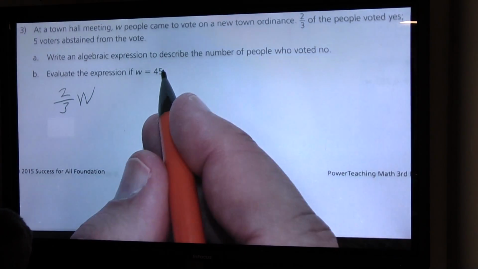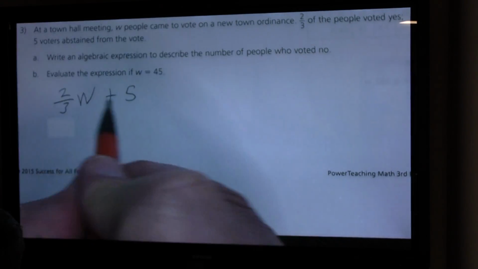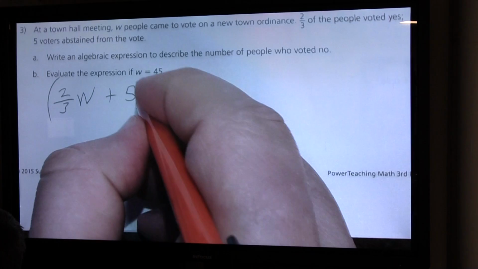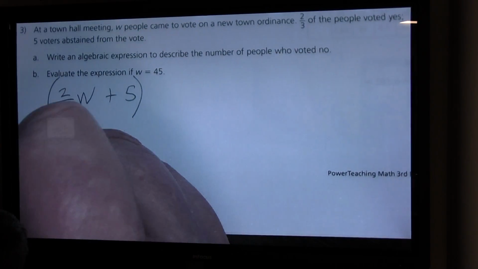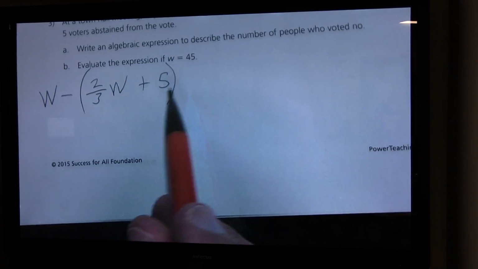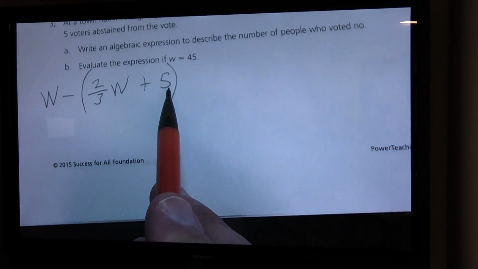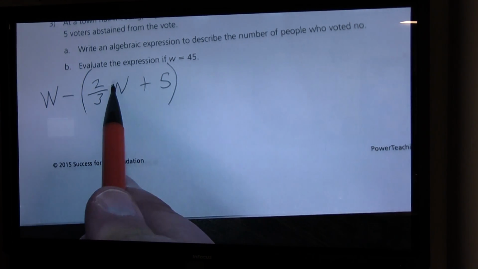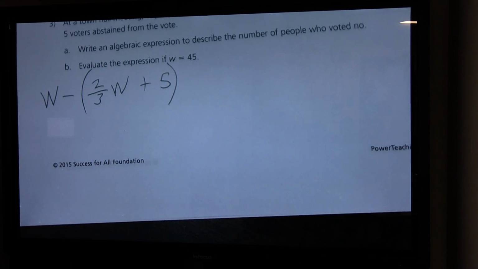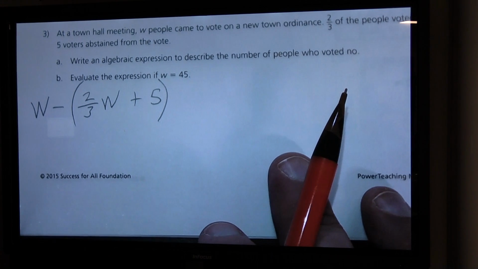5 voted to abstain from it. So this would be all the people who didn't vote no. And if we want to find out how many did vote no, we would take the total number of people who showed up and subtract from that the sum of 2/3 W and 5. The 5 who abstained from voting, and 2/3 W being the amount that voted yes. That's pretty complicated, isn't it? Well, it is. There's another way, a simpler way, that we could write an algebraic expression.